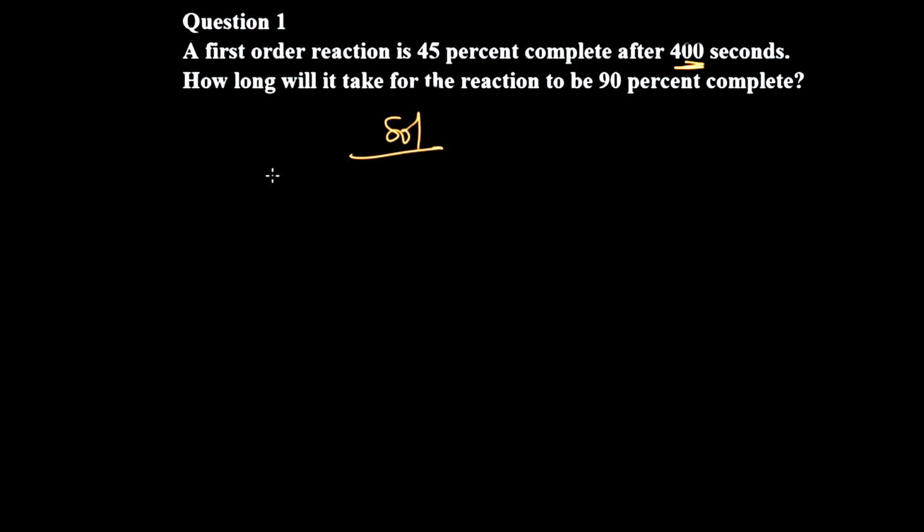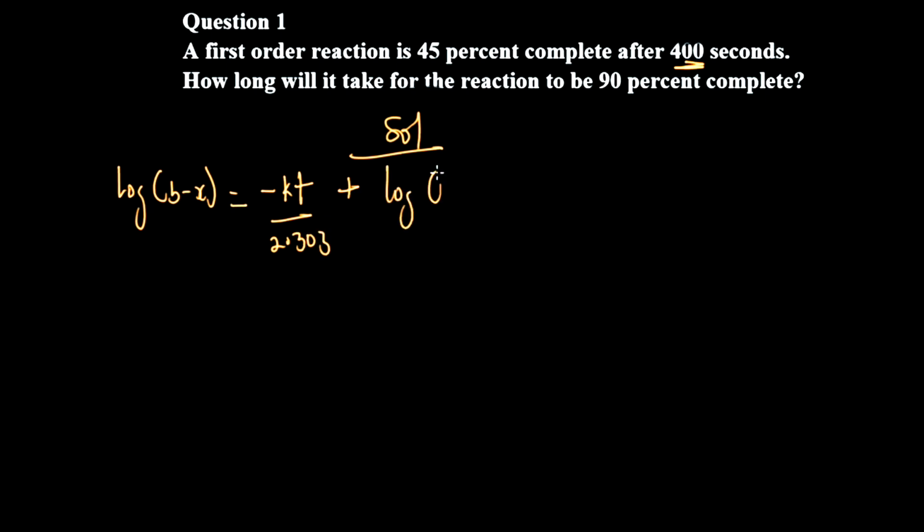The first order reaction is 45% complete after 400 seconds. So how long will it take for the reaction to be 90% complete? So the kinetics for a first order reaction is log(b minus x) equals minus kt over 2.303 plus log b. So this is the final, and this is the initial concentration, and this is the final concentration.